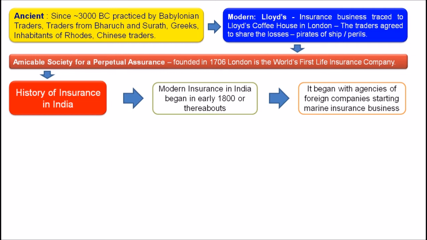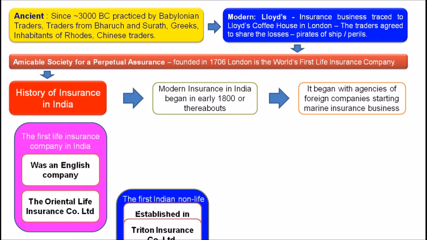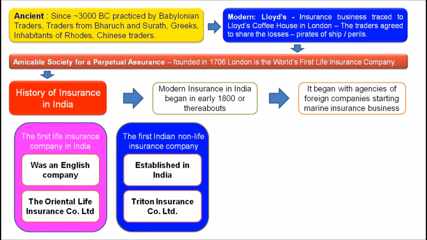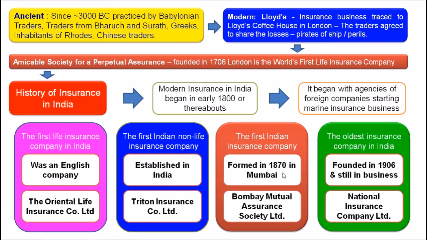It is obvious. During the 18th century, who were the rulers of India? Britishers, that is foreigners. So the companies were started by foreign companies. The first life insurance company in India was an English company, the Oriental Life Insurance Company Limited. The first Indian non-life insurance company, Triton Insurance Company. The first Indian insurance company, Bombay Mutual Assurance Society Limited, was founded in 1870. Right, friends? And the oldest insurance company in India, started in 1906, was National Insurance Company Limited.